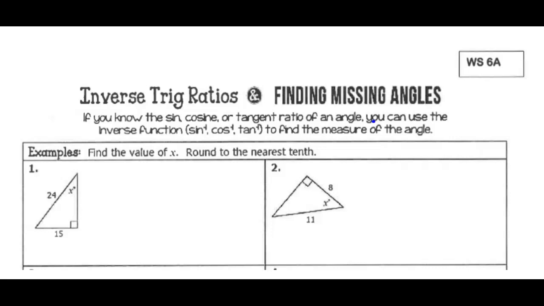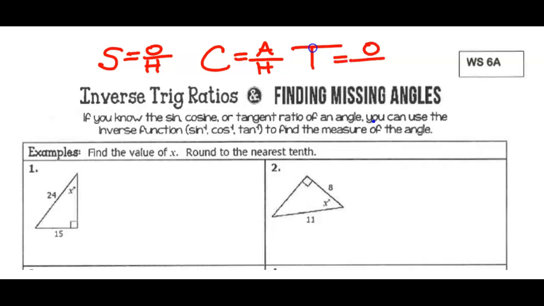All right, guys, so you need to pull out your packet today and open to page 6A. We're going to go back over the ideas that we talked about with the SOHCAHTOA stuff. So at the top of my page here, I'm going to write sine equals opposite over hypotenuse for SOH. Cosine equals adjacent over hypotenuse. And TOA is tangent equals opposite over adjacent.